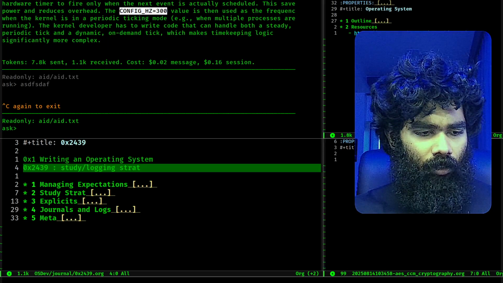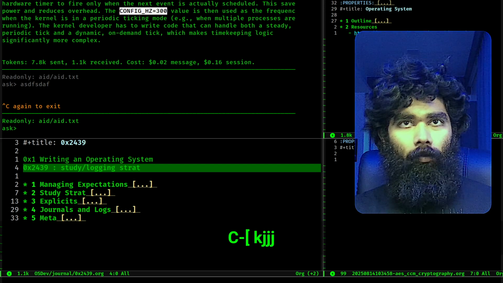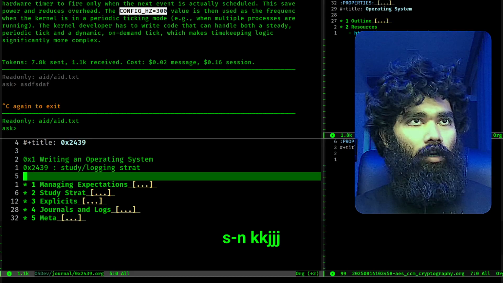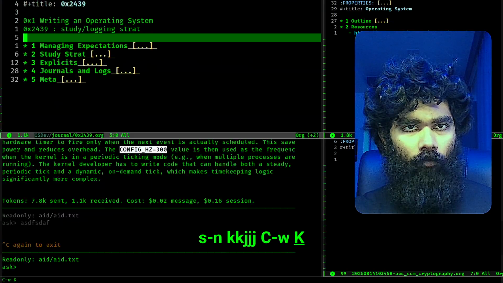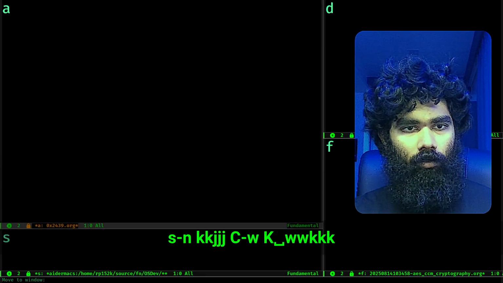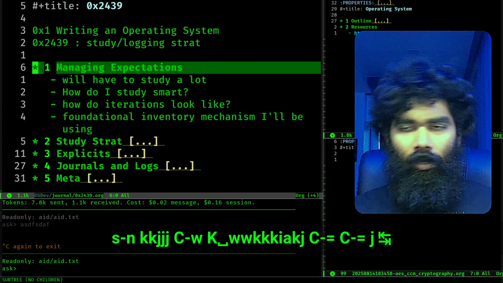Okay, so let's get started. This time I'm going to discuss the studying strategy that I wish to follow. As always, I have my org file. Let's put it on the top left for you so that you can focus on it. Yeah, much better.